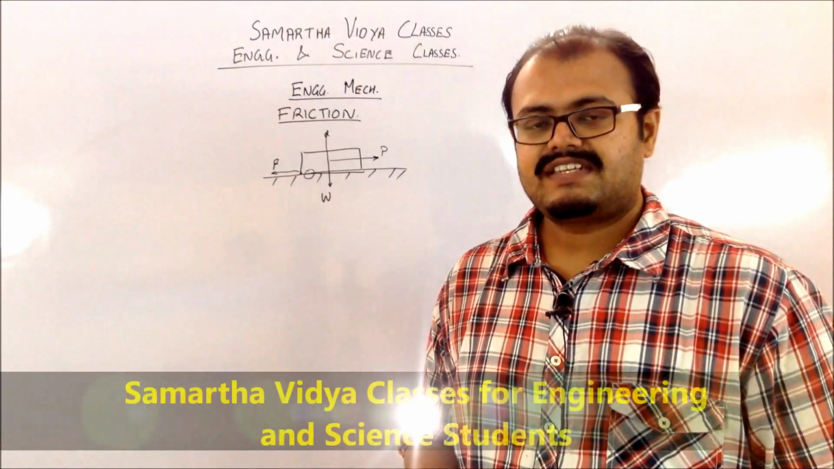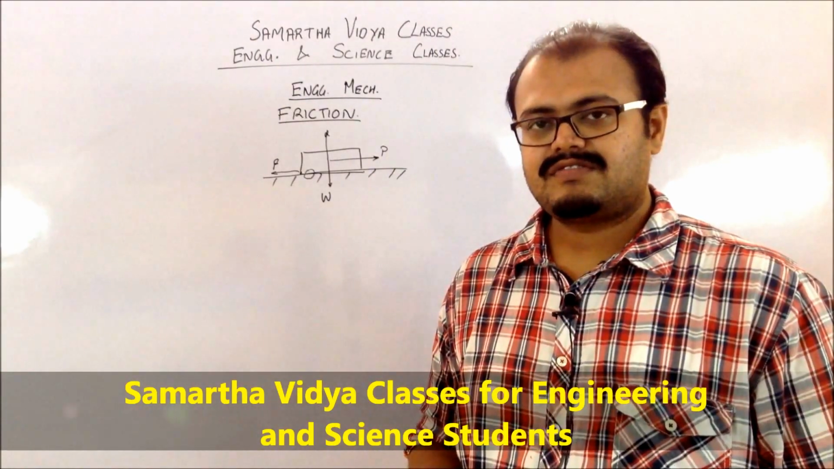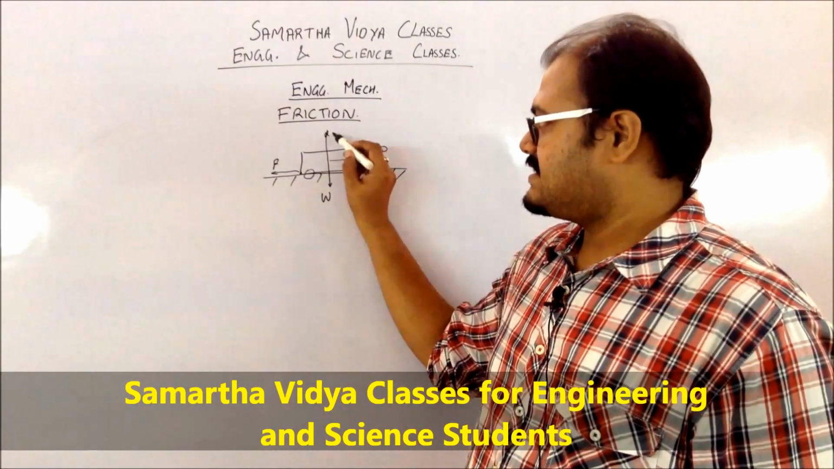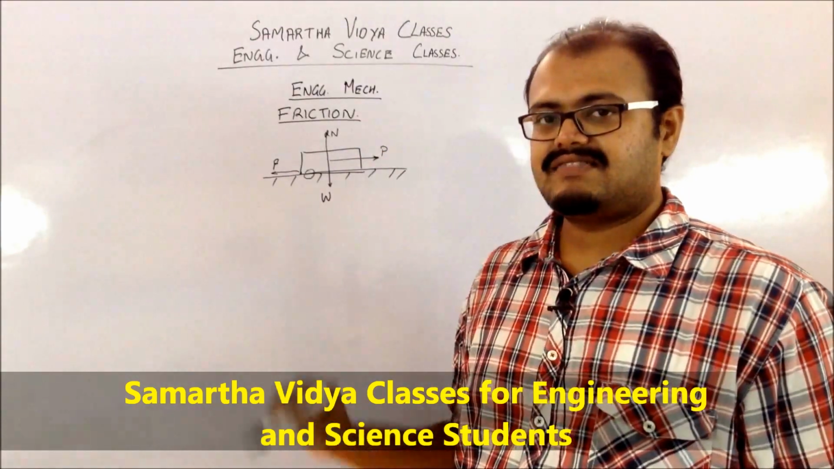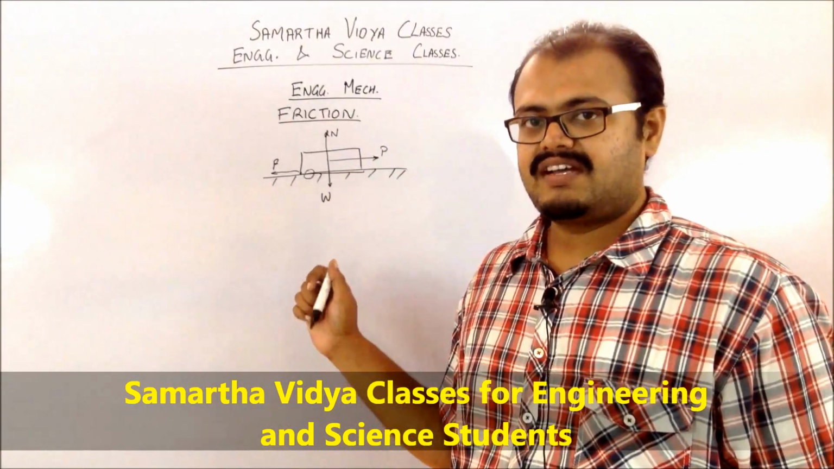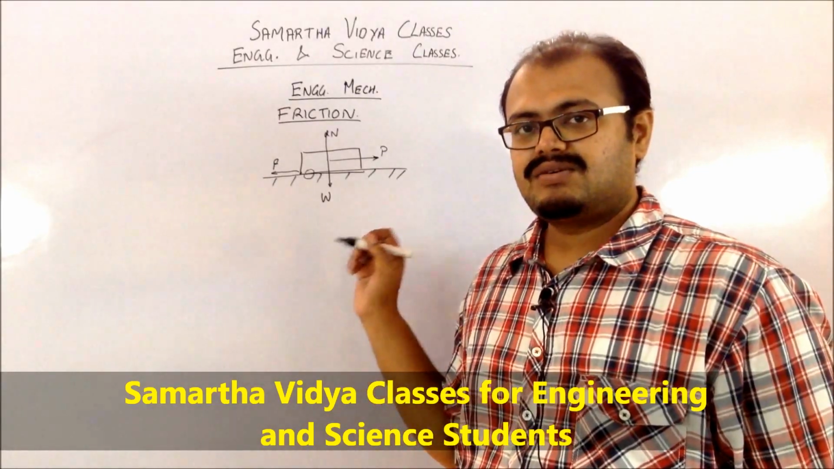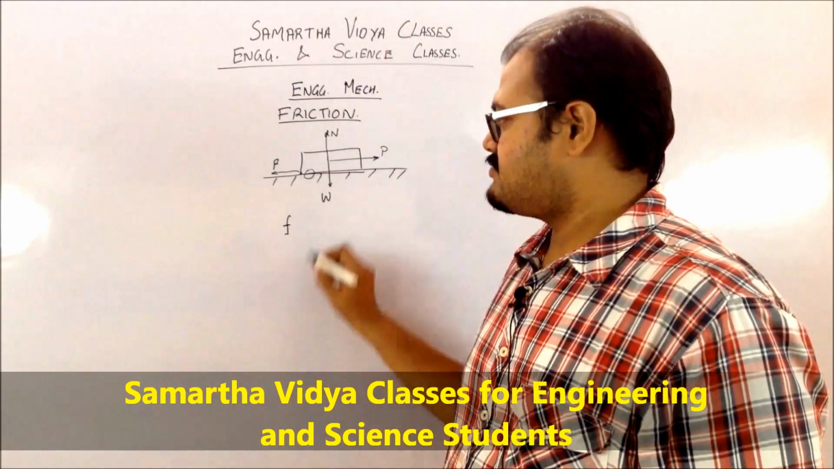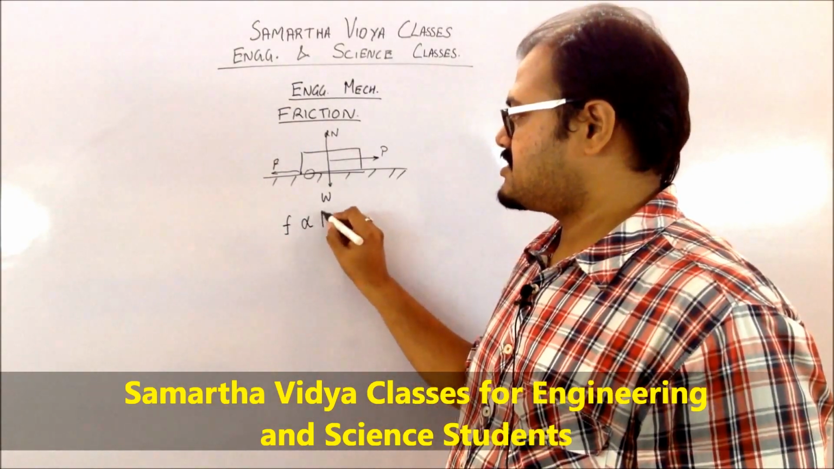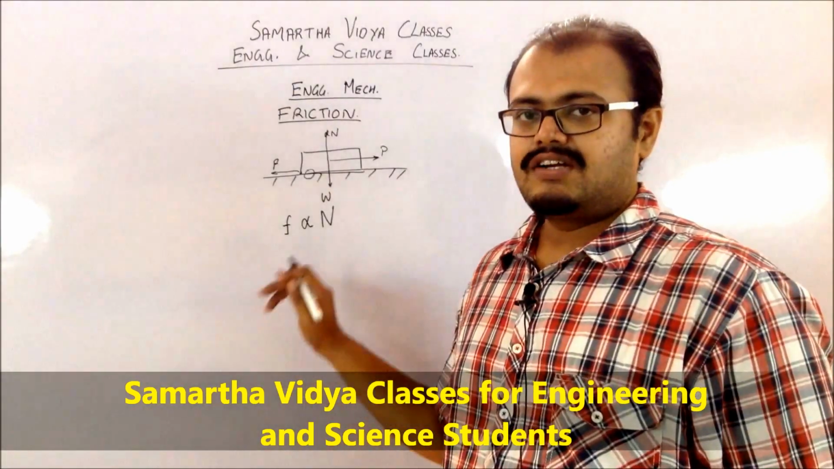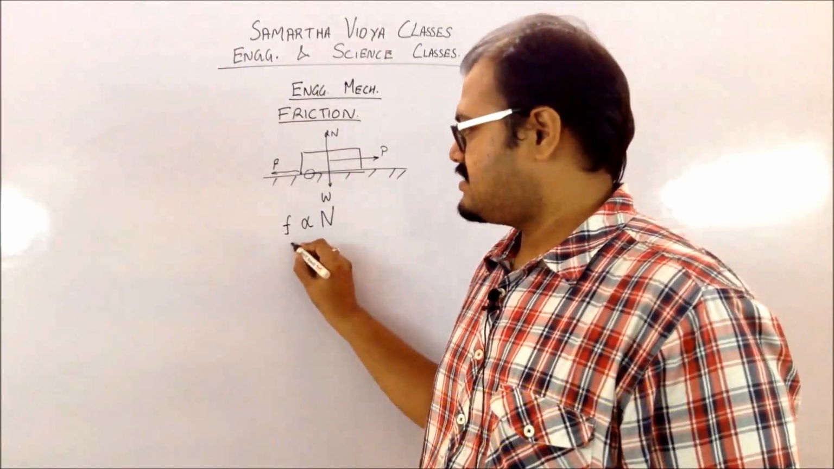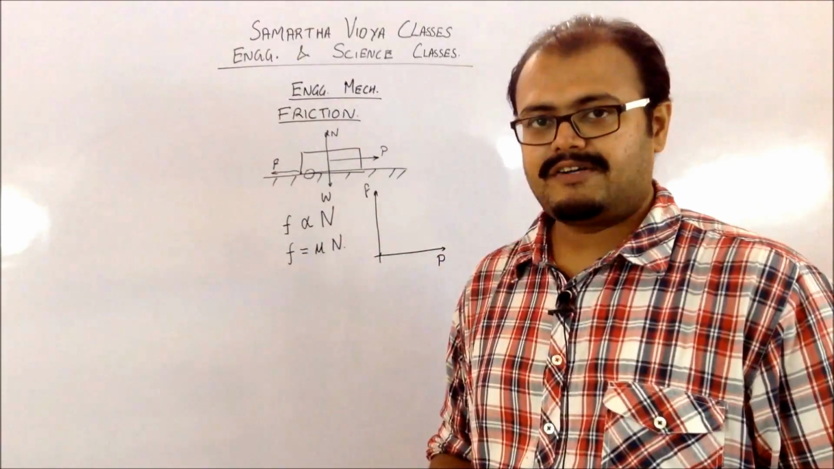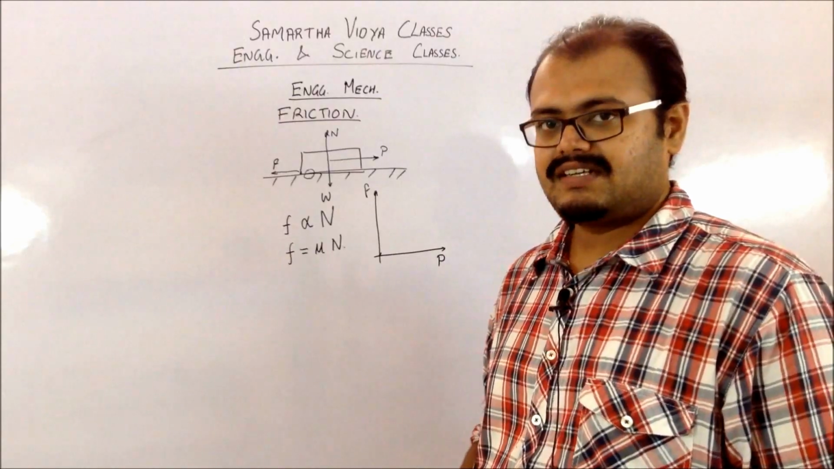The next law is that the frictional force is always proportional to the normal reaction. In this case, the reaction from the surface towards the block is the normal reaction. So your frictional force is directly proportional to your normal reaction. To remove the proportionality sign, you have to use something called the frictional constant.